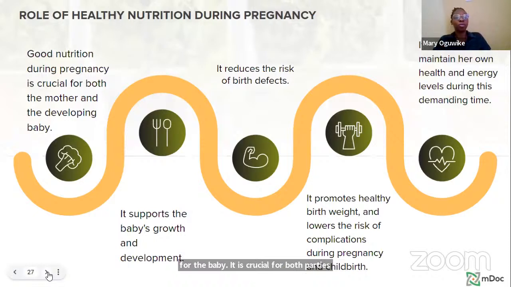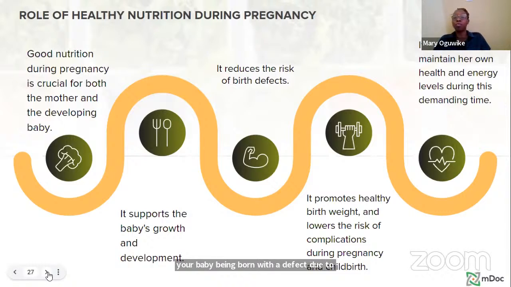One, it reduces the risk of birth defects. I'm sure some of us would have seen pictures of babies that are born either small or deformed. These are things that can be caused by poor nutrition. There are other factors that can contribute to birth defects, but poor nutrition can also contribute to birth defects. When you take good food, a healthy, nutritious diet, it reduces the chances of your baby being born with a defect due to nutrition.